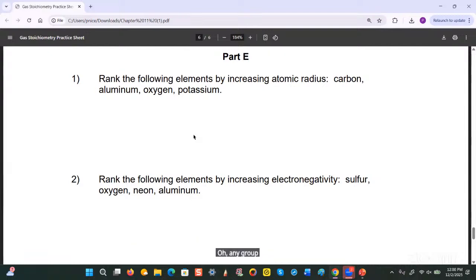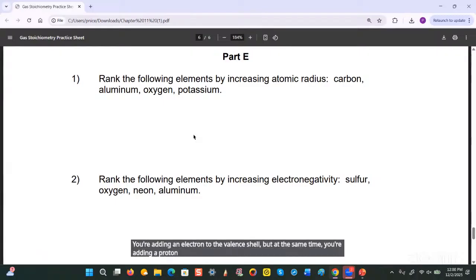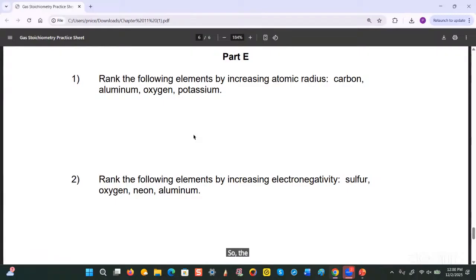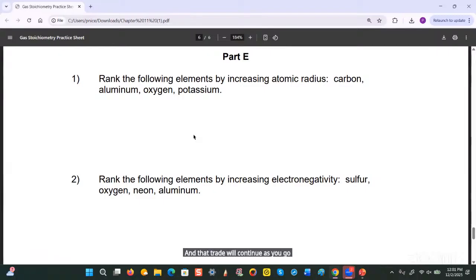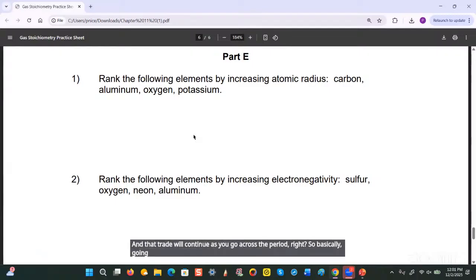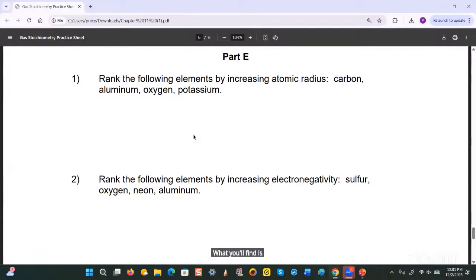All right. Now going from left to right of any period, what you'll find is that as you go from one atom to the next, you're adding an electron to the valence shell, but at the same time, you're adding a proton to the nucleus, right? So the result of that would be that, let's say we're taking period 2, as you go from lithium to beryllium, you're adding a proton to the nucleus, you're adding an electron to the outer shell, and what will happen is that the proton will draw the surrounding electrons closer to the nucleus, so the atomic size will decrease. And that trend will continue as you go across the period, right? So basically going from left to right of any period, what you'll find is that the atomic size will decrease.